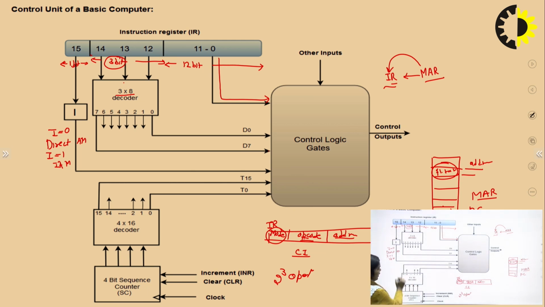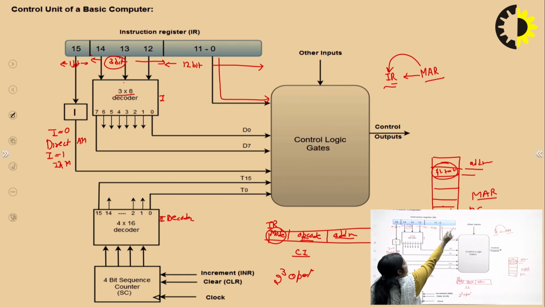Next, there is another decoder. There are 2 decoders. This is the first decoder, and there is a second decoder. This second decoder is what? Its size is 4x16. Why is it 4x16? Because there is a 16-bit register.